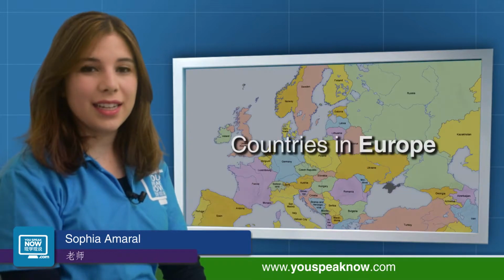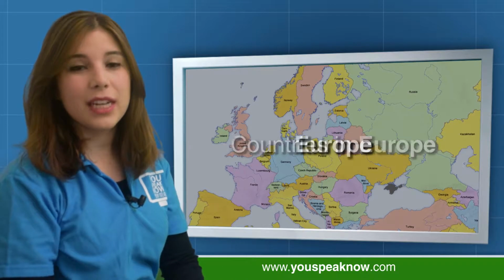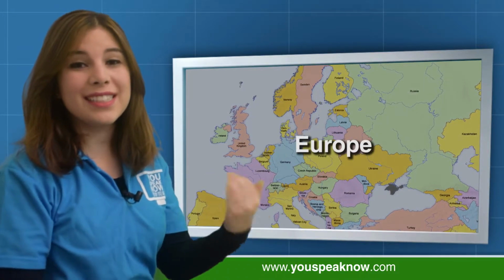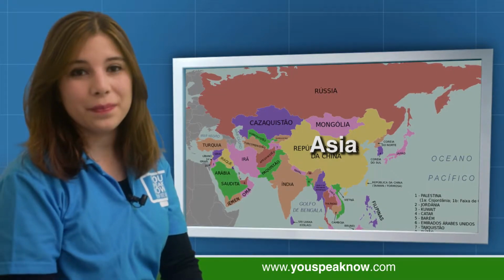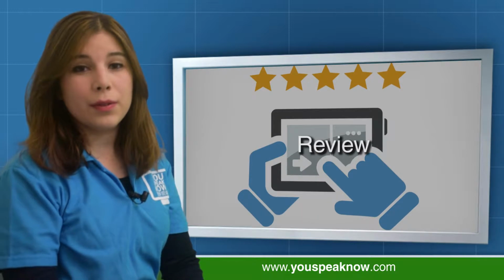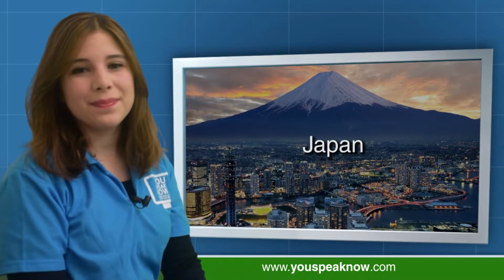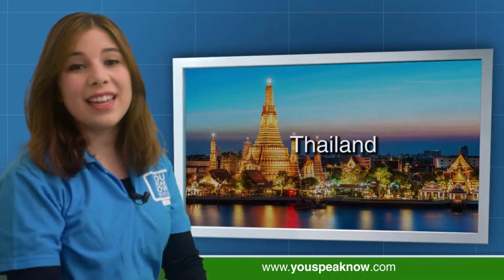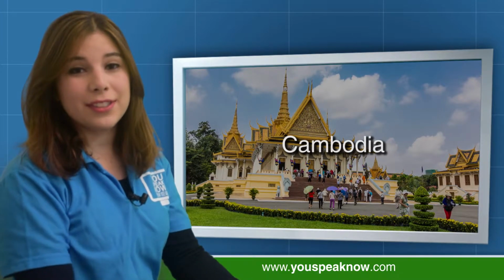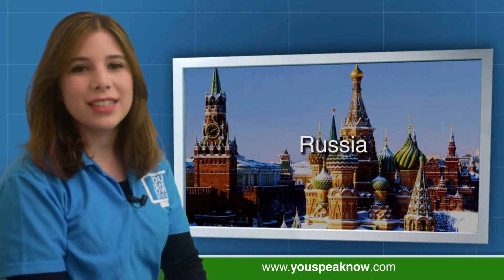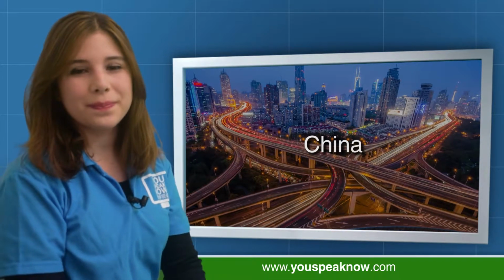Today, we study countries in Europe. 欧洲, Europe. Last class, we studied countries in Asia. 亚洲. We will review. 我们复习一下. Japan, 日本, Thailand, 泰国, Cambodia, 柬埔寨, Russia, 俄罗斯, and China, 中国.